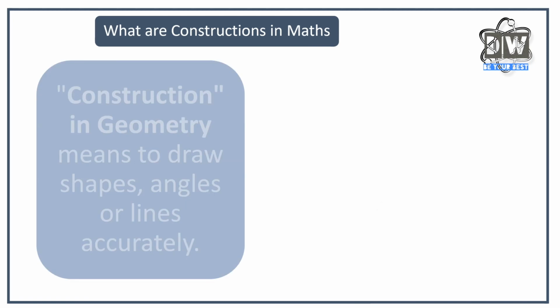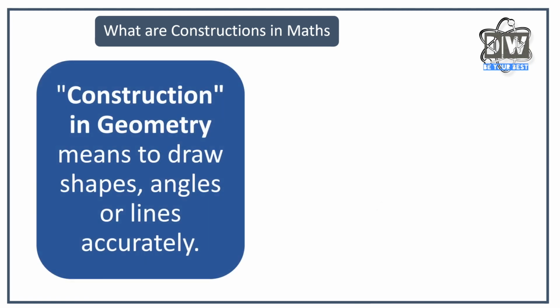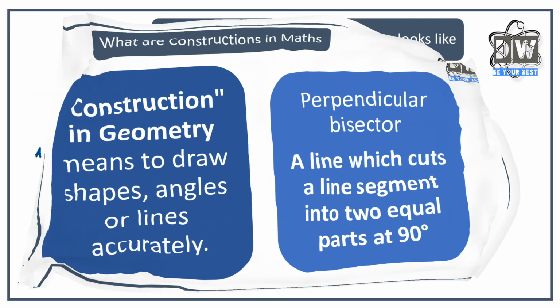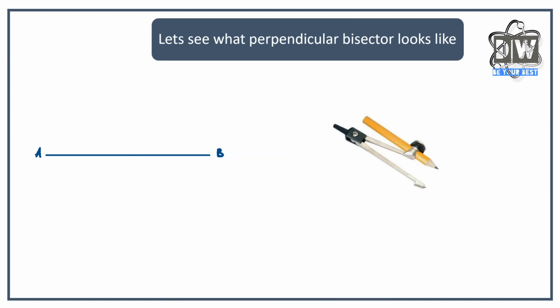What are constructions in math? I've done this a million times. Constructions in geometry means to draw shapes, angles, or lines accurately. We're going to do that again. And what is a perpendicular bisector? A line which cuts a line segment into two equal parts, bang on at 90 degrees, and that's what we're going to do today. So this is what they look like.